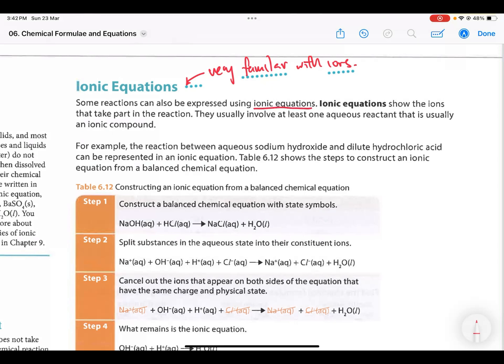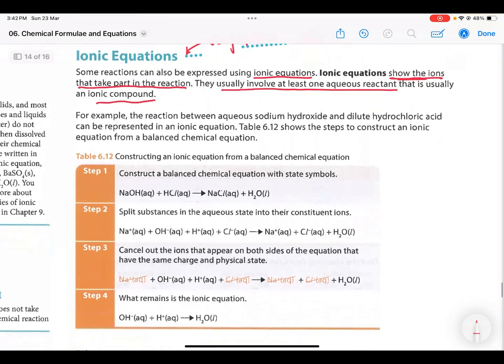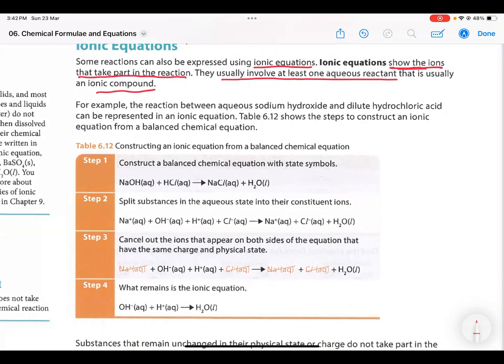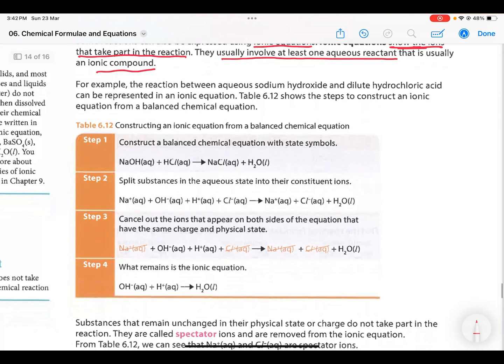The ionic equation actually shows the ions that take part in the reaction. Anything that's not in the reaction, generally they are removed. They usually involve at least one aqueous reactant that's an ionic compound. So now let's look at this one over here. To go to the ionic equation, it's actually the next step. I mentioned first you always get the word equation. From the word equation you get your chemical equation.